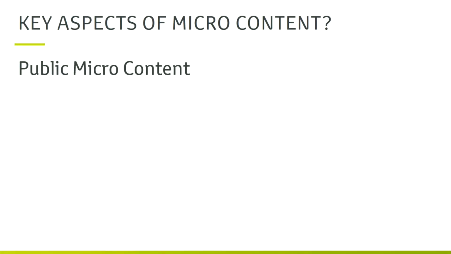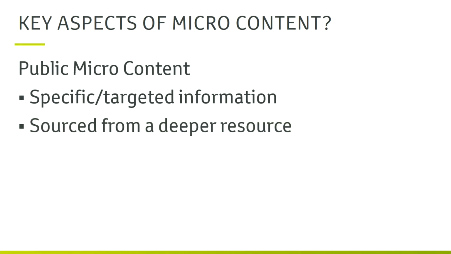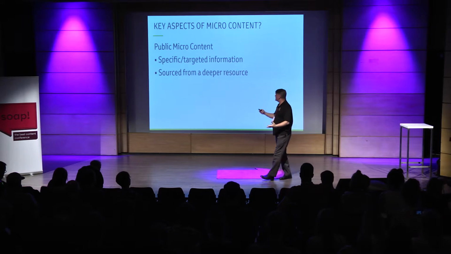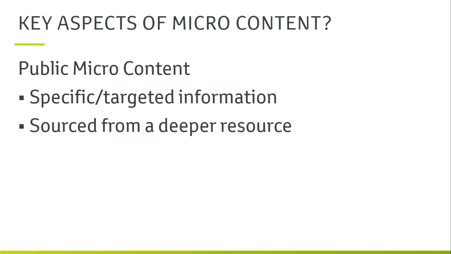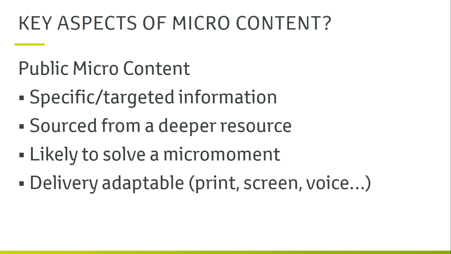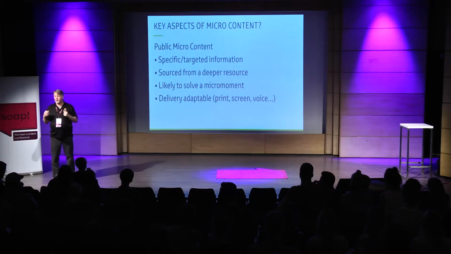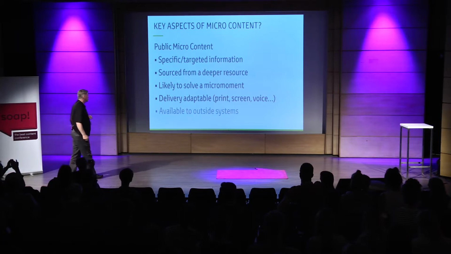All right, so talking about public micro content then, it's usually very specific, very targeted information sourced from a deeper resource. Normally, we don't want to write custom micro content in a public environment. It should be extracted from other existing content sources. It solves a micro moment, just like we looked at earlier, but it's also delivery adaptable. That could be shown on a phone. Alexa could speak that to you. It's just information that is pulled from a piece of source material.